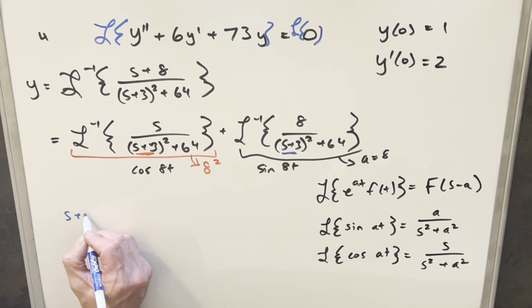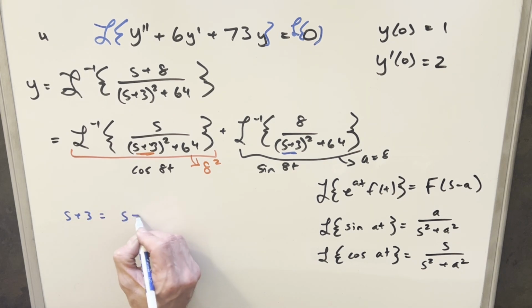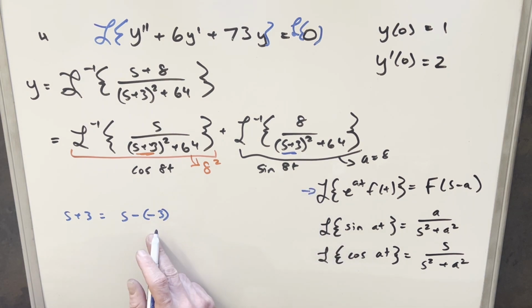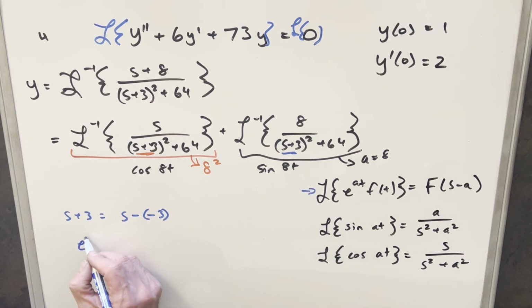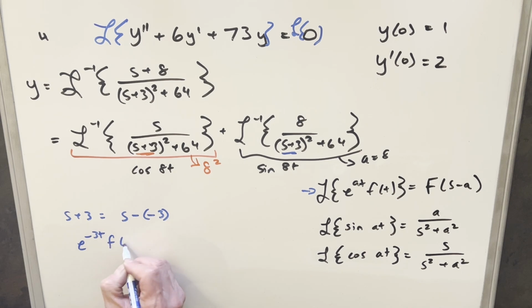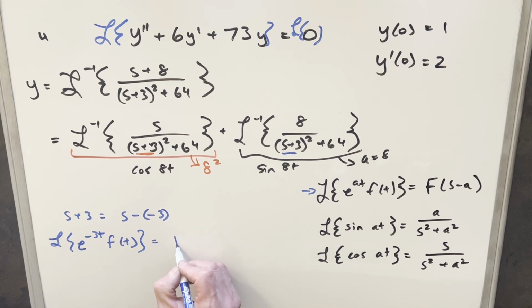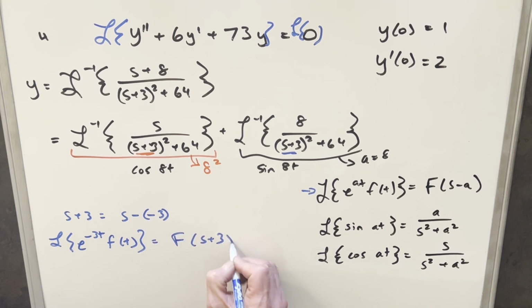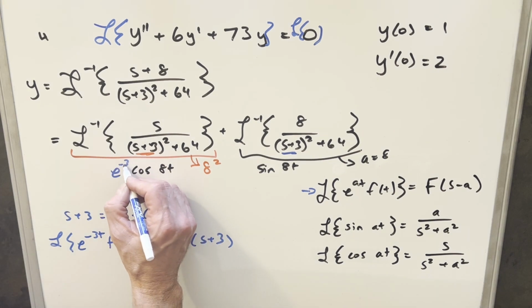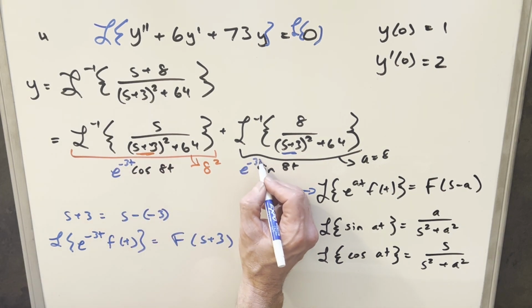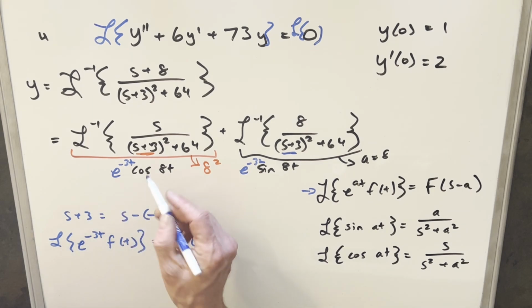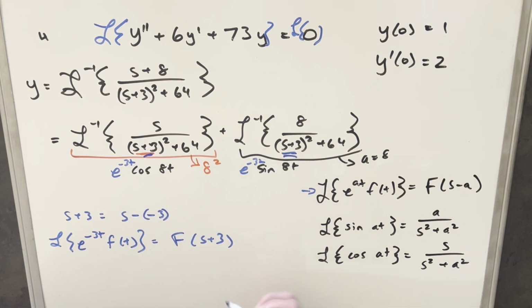For s + 3, we can think of it as s minus negative 3. Looking at this formula, this is the same shift that's created if we have e to the minus 3t multiplied by f of t. If we look at that Laplace transform, we end up with F of s + 3, and that's the exact shift we have right here. So if I multiply by e to the minus 3t here and e to the minus 3t here, this is exactly the shift we need to get the s + 3 in both. So we're really combining this formula with these other two formulas.